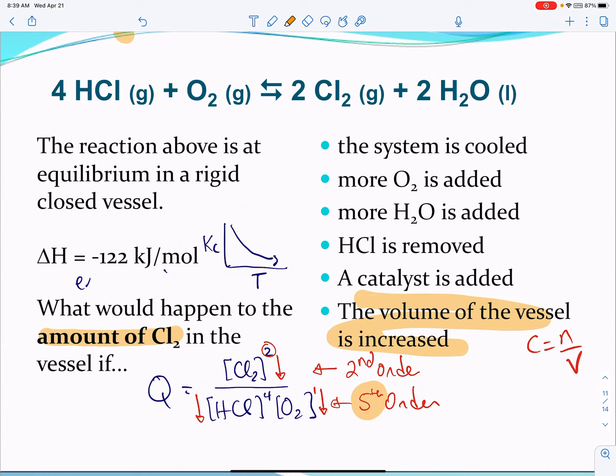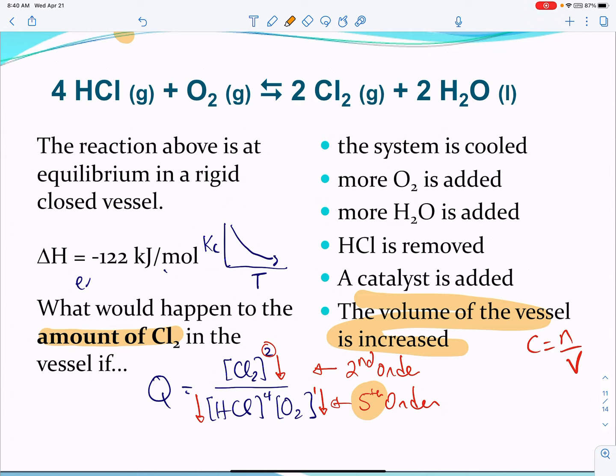So increasing the volume caused all the concentrations to drop. Since the denominator of Q has a higher order than the numerator, the denominator will get smaller than the numerator. And if it gets even smaller than the numerator, Q will get bigger. You're dividing by a smaller number, the answer will be bigger. So Q increases. The temperature didn't change, so Kc stays the same. Therefore, Q is now bigger than Kc. And if Q is bigger than Kc, the equilibrium shifts backwards. Shifting backwards, the chlorine's concentration will go down.